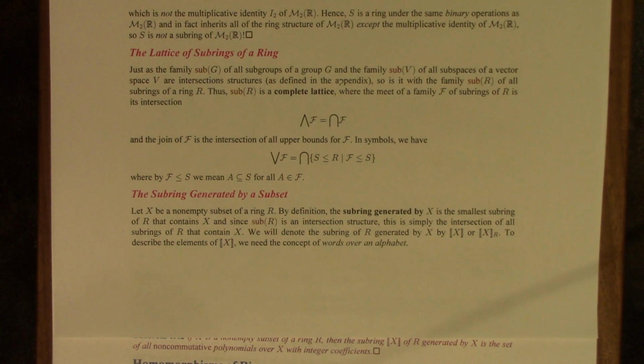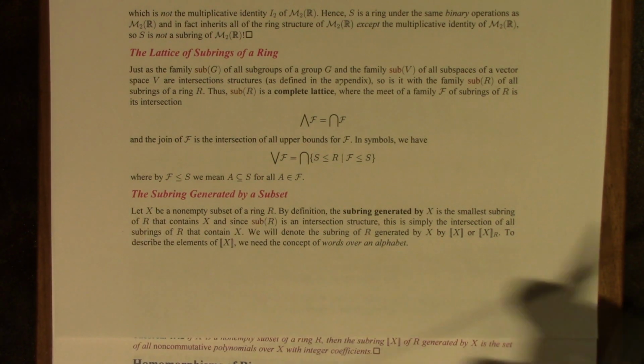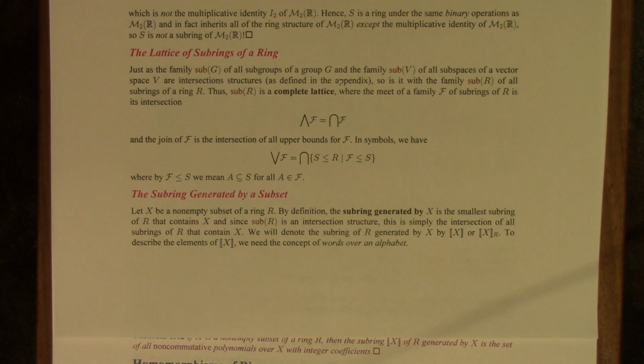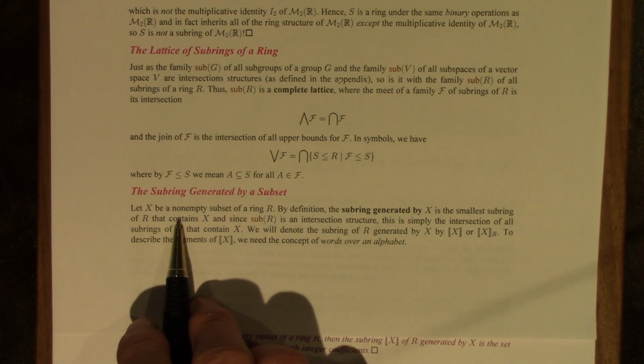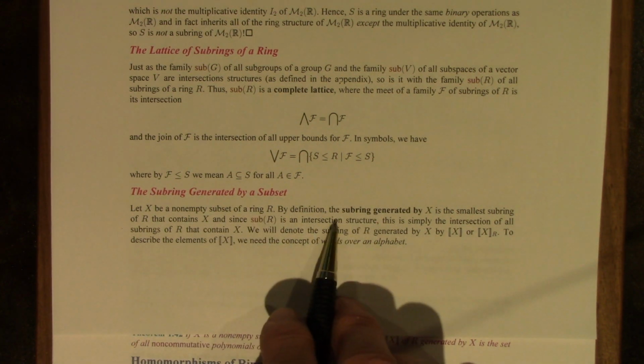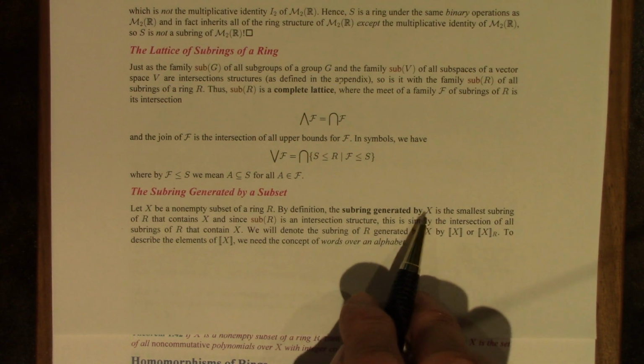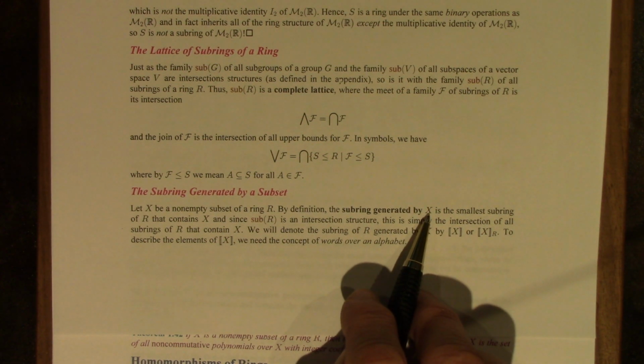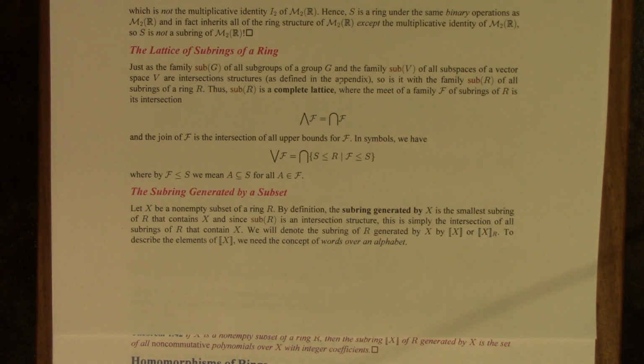Just as we did for vector spaces and for groups, we can define the subring generated by a subset. Let X be a non-empty subset of a ring R. By definition, the subring generated by X is the smallest subring of R that contains X. And the beauty of the fact that Sub R is an intersection structure is that we know immediately that the subring generated by X always exists. It's nothing more than the intersection of all subrings of R that contain X, of which R itself is one. So it's not an empty intersection.